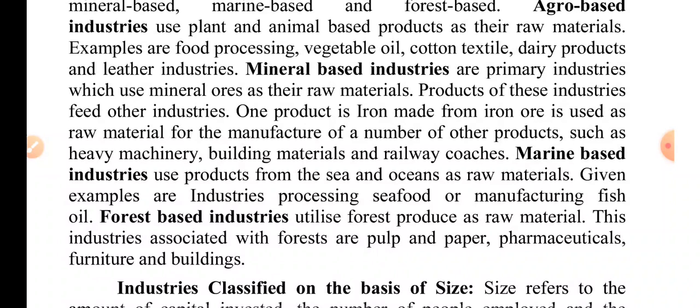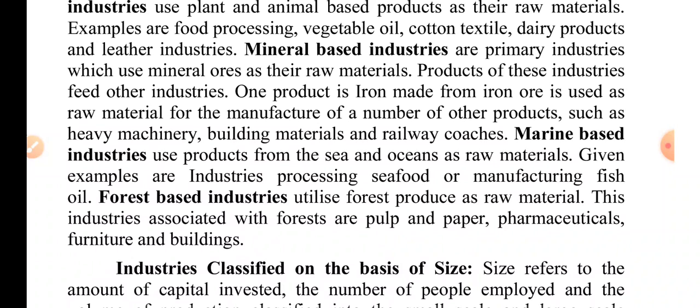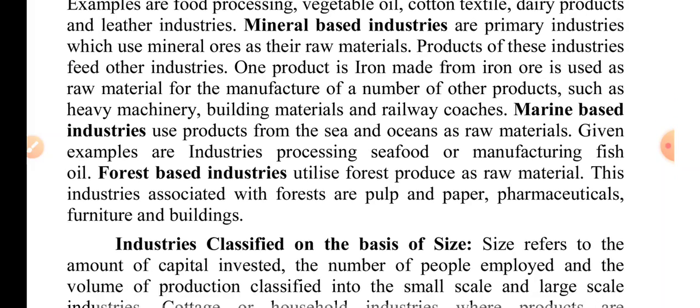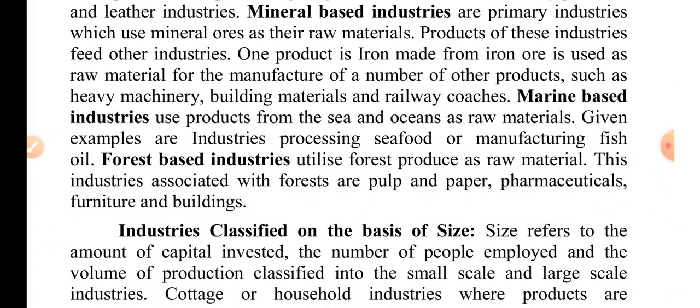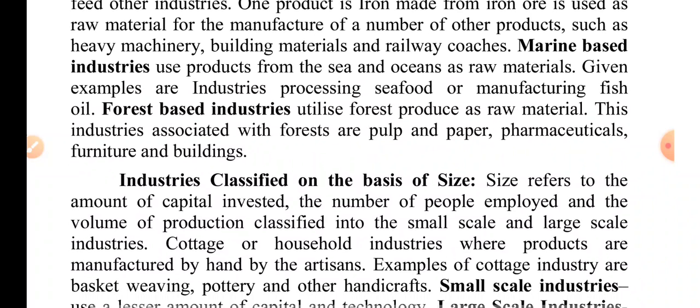And next is marine-based industries. Marine-based industries use products from the sea and oceans as raw materials. Examples are industries processing seafood or manufacturing fish oil. And next is forest-based industries. Forest-based industries utilize forest produce as raw materials. The industries associated with forests are pulp and paper, pharmaceuticals, furniture, and buildings.